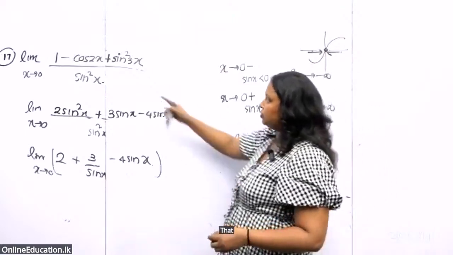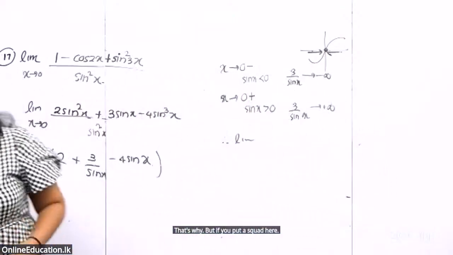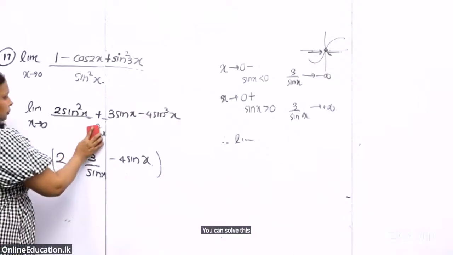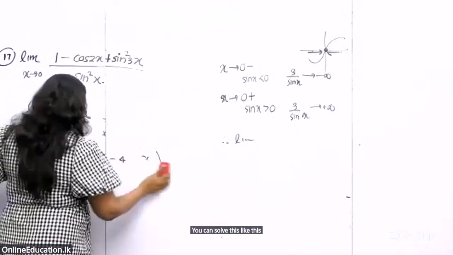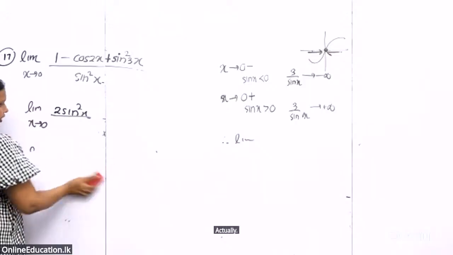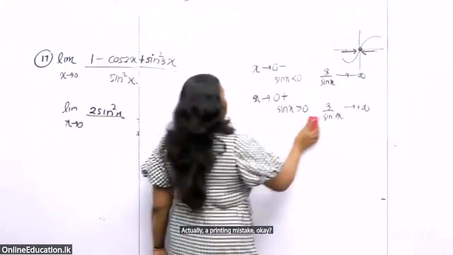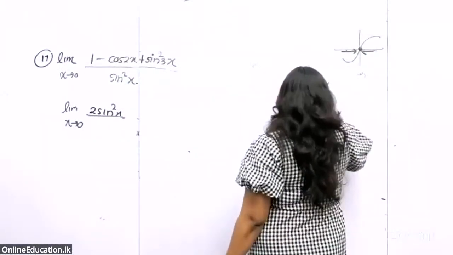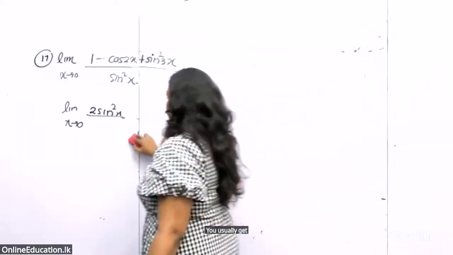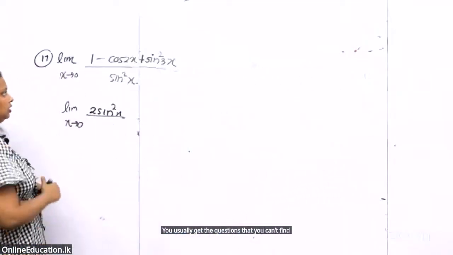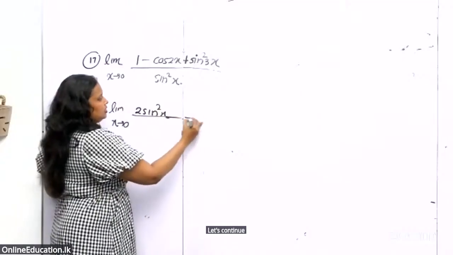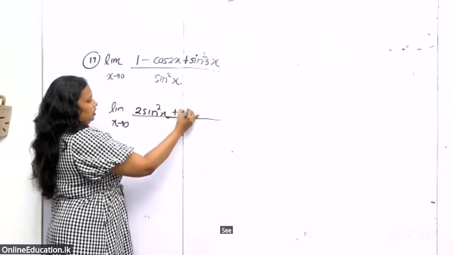That's why. But if you put a square here, you can solve this like this. Actually it is a printing mistake, okay? You usually get questions where you can find the limits. Let's continue writing like this. See, sine squared 3x.